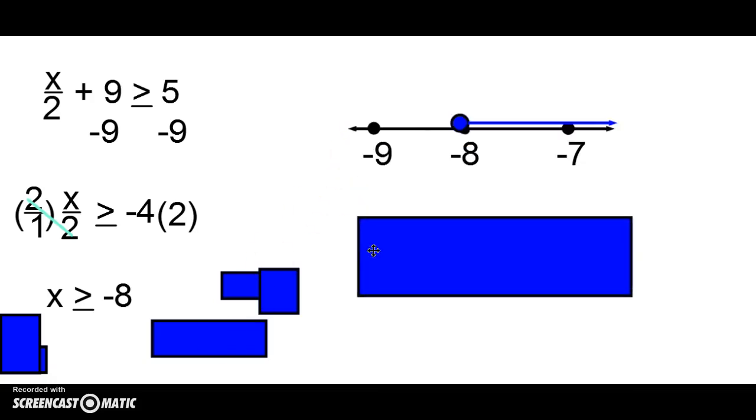So graphing, you would say negative 8, and because it's or equal to, you have a closed circle and the arrow going this way.